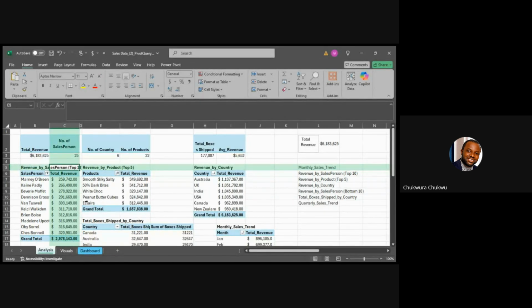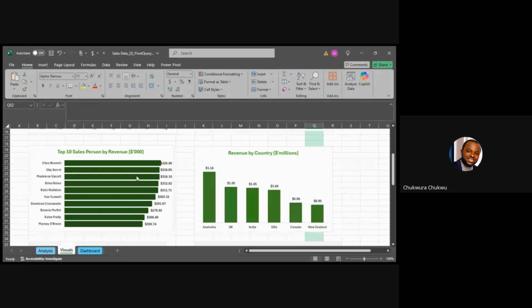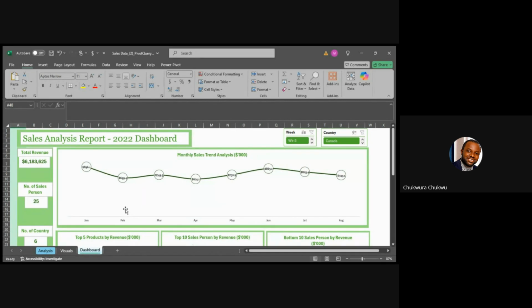Basically, if I'm talking about the analysis, before I did my dashboard, the first thing I did was create all the different visuals first. And then I went on to create my dashboard and copied all those things. From the dashboard, you could see the Sales Analysis Report 2022 dashboard. I brought in the different KPIs.